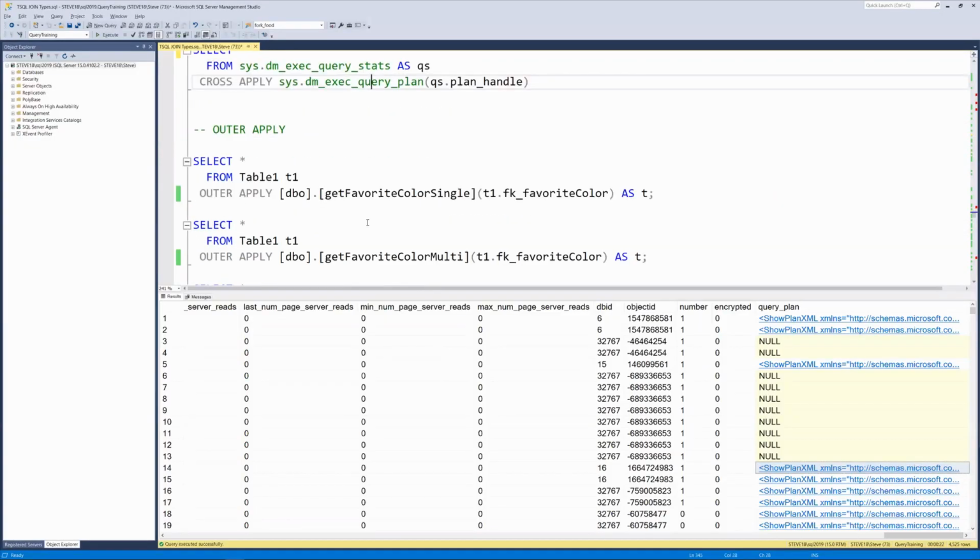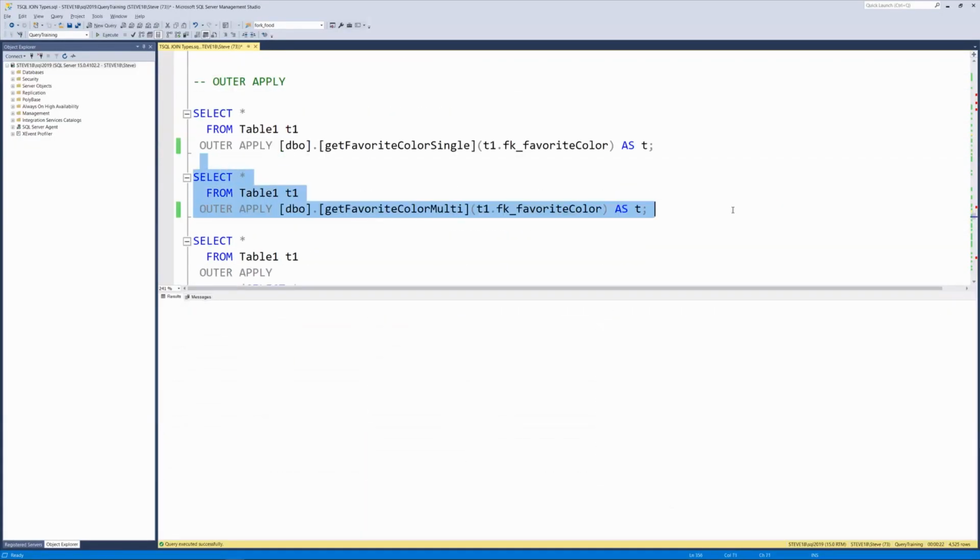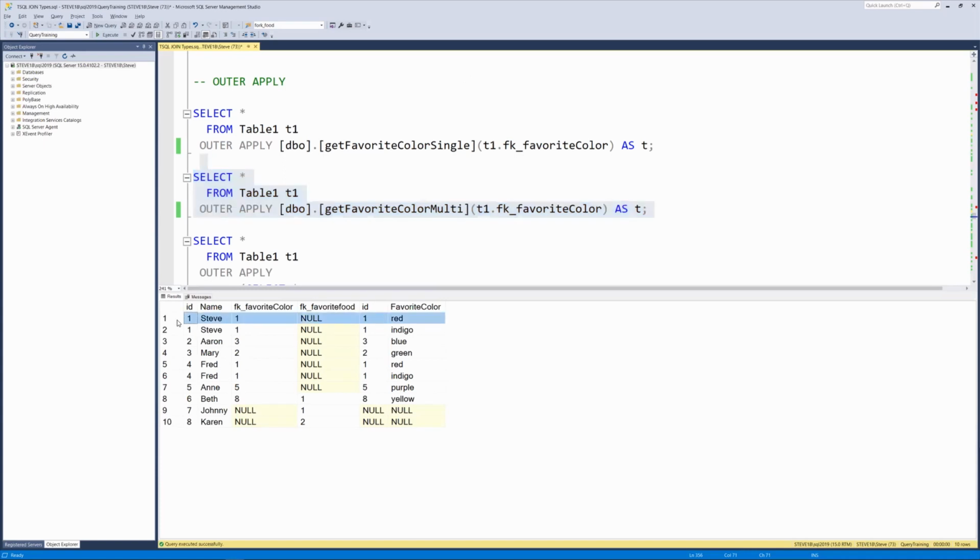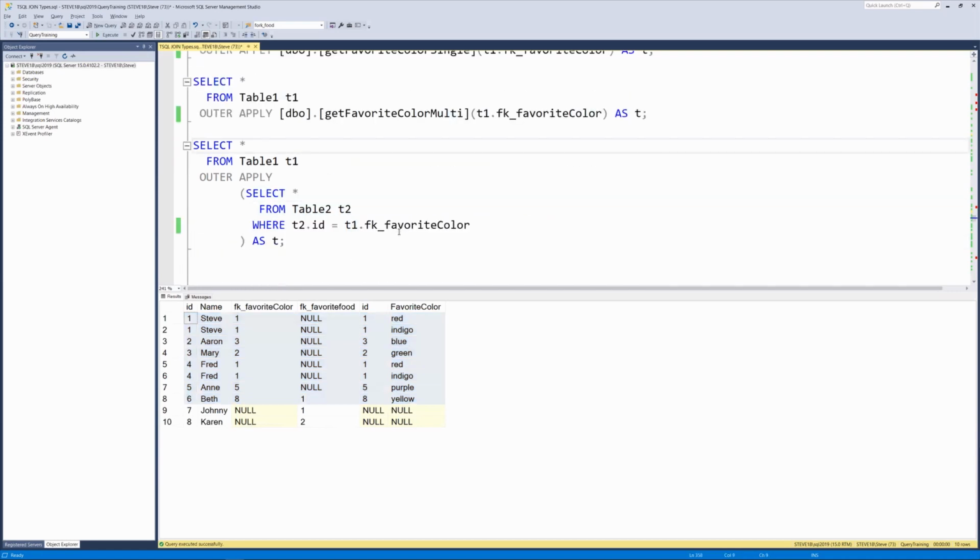When we take a look at the cross or the outer apply and run that, before we were only getting those that matched up because it was treated like an inner join, but now we're back to getting Johnny and Karen, who are listed down here, who did not have a favorite color, using that outer apply. And that outer apply can be used with a table valued function, or it can be used with a correlated subquery like we have here.